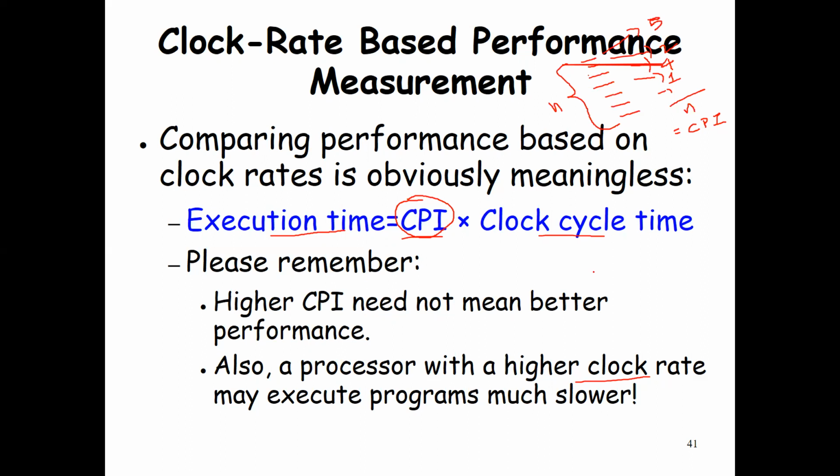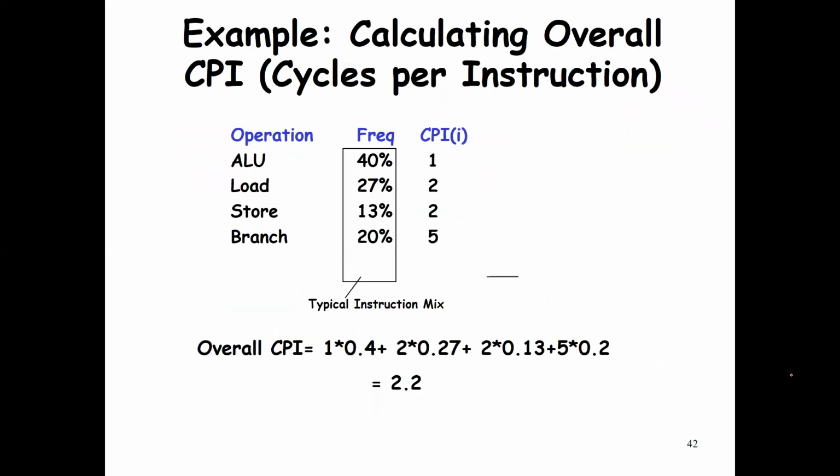Now, if the CPI is higher, you cannot say that that processor is better than some other processor. Or if the clock rate is higher, then also you cannot say that this processor is better than the other processor. Clock rate represents the number of cycles per second. CPI represents the cycles per instruction, whereas clock rate represents the number of cycles per second. Okay, so here is one example for calculating overall CPI.